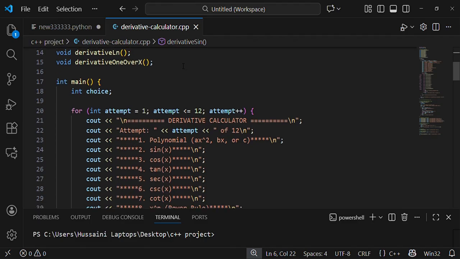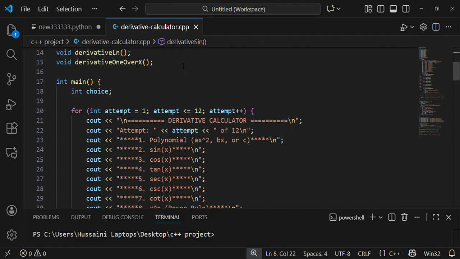Now here I use the for loop, in which I use attempt equals 1, attempt is less than or equal to 12, and attempt plus plus, which means it starts from attempt 1. I use 12 functions, so here I give the limit of 12 attempts to try all functions, in which the user calls any of the functions and then gets the output. Then attempt will increase one by one.